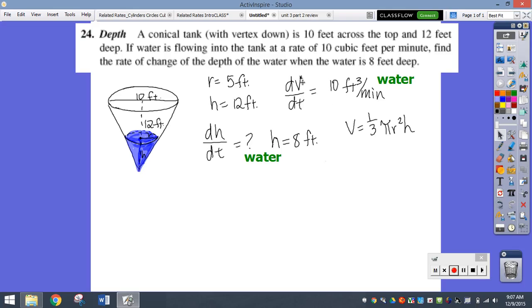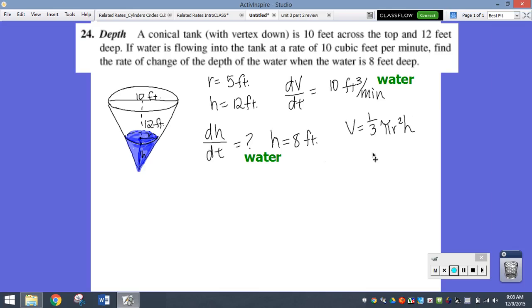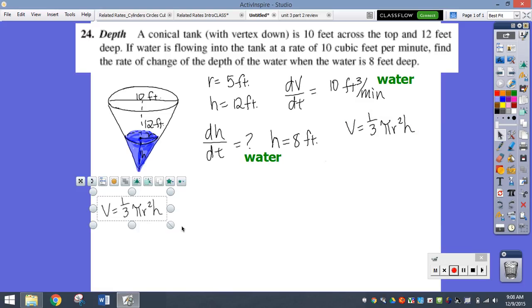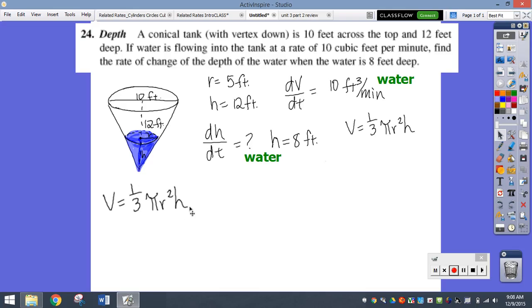So if I am given dV over dt, and I'm looking for dh over dt, then I know that this volume formula is going to give me what I need when I take the derivative because it has both the variables V and h in it. However, it also has that variable r. And if I took the derivative of the volume formula as it's written with respect to time, when I took the derivative of the variable r, I would have dr over dt. And they didn't give me a measurement of dr over dt.